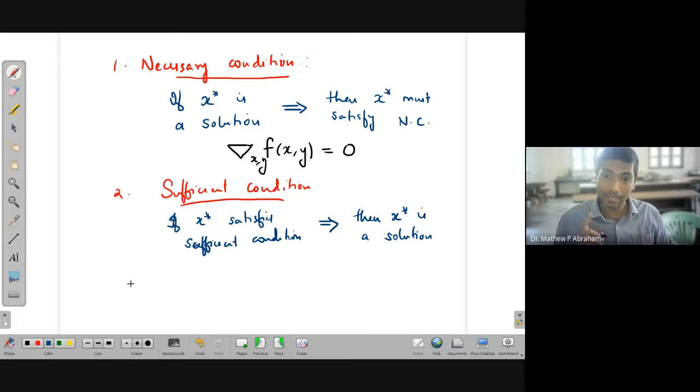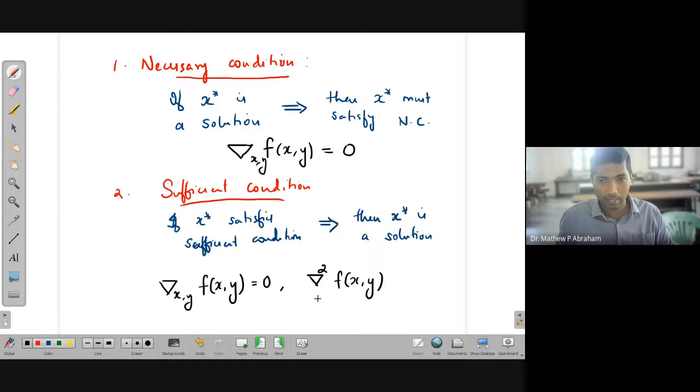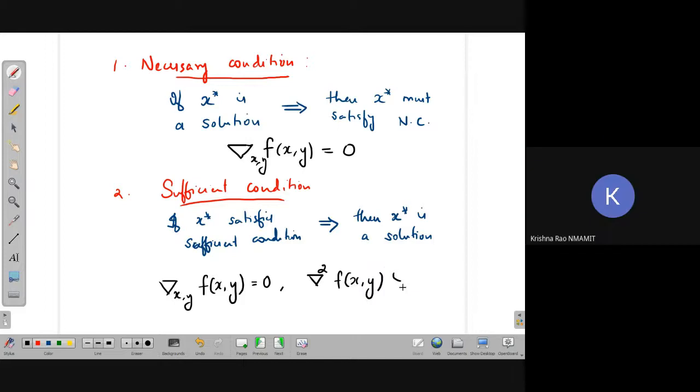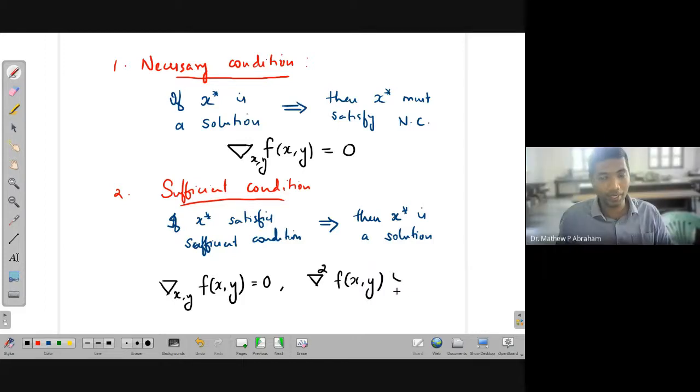So the sufficient condition says that if a set of conditions is satisfied by a particular point, then that point is a solution. In this case, there are two conditions. The first condition is that the gradient needs to be 0, and the Hessian, which is the second derivative, needs to be, can anybody help me with this? Negative? No, we are talking about a minimization problem. Positive. So the Hessian needs to be positive.